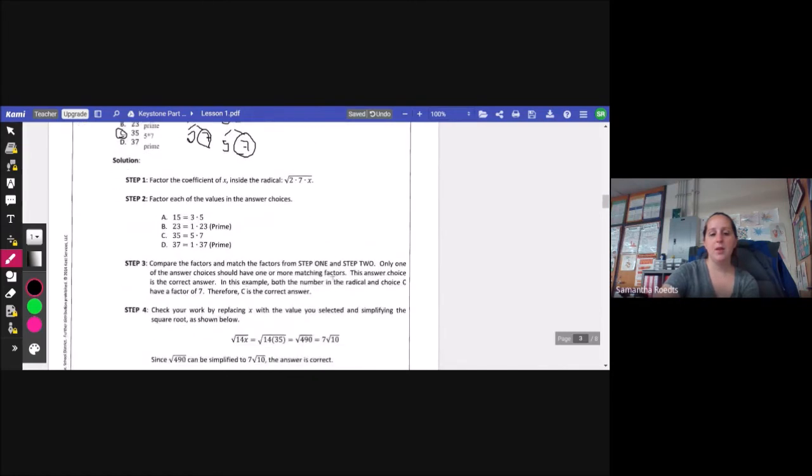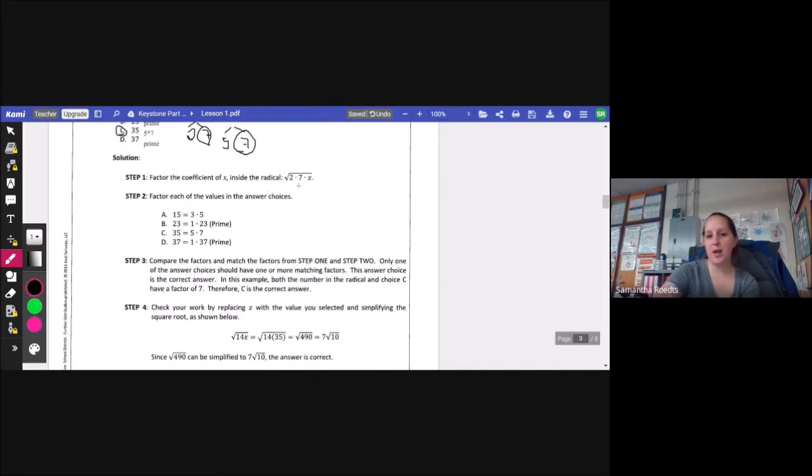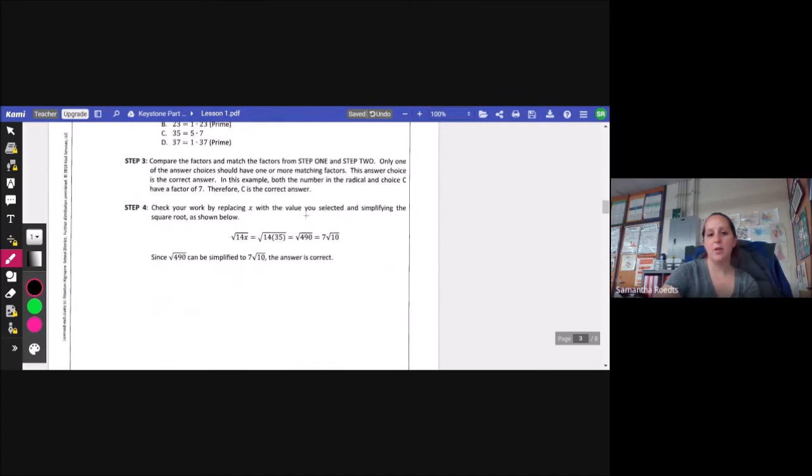Okay. So I factor the coefficient of x inside the radical, 2 times 7 times x. I factor each of the values. I see that this is prime and this is prime, but I have 5 times 7. So compare the factors and match the factors from step 1 and step 2. Only one of the answer choices should have one or more matching factors. This answer choice is the correct answer. In this example, both the number in the radical and choice C have a factor of 7. Therefore, C is your correct answer.